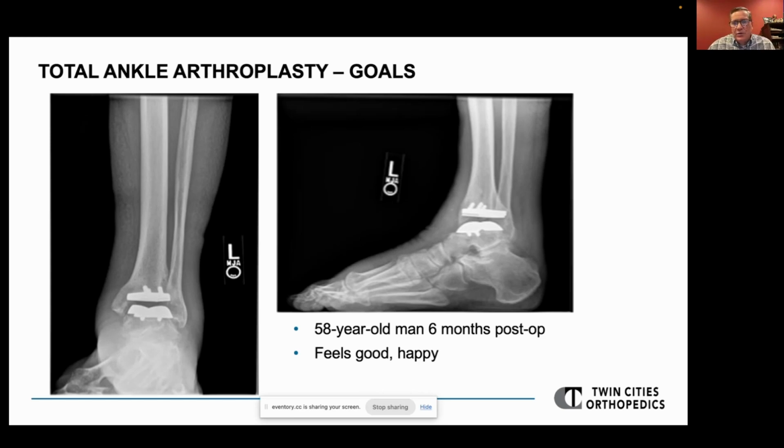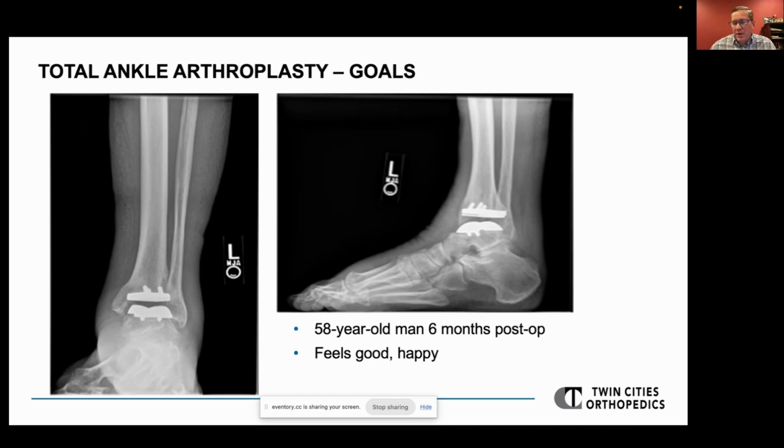He was happy. He was feeling good. His x-rays looked pretty good. I was happy with how his implant was looking. It appeared to be stable. I thought it was pretty well ingrown. He wasn't really having much pain, walking, not much swelling, and really felt like he was doing very well at 6 months post-op.